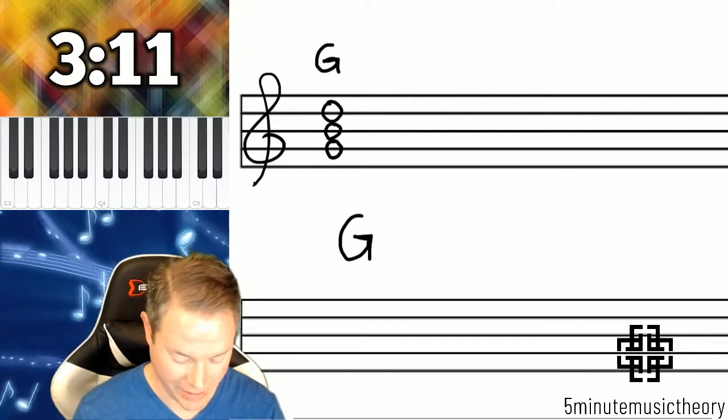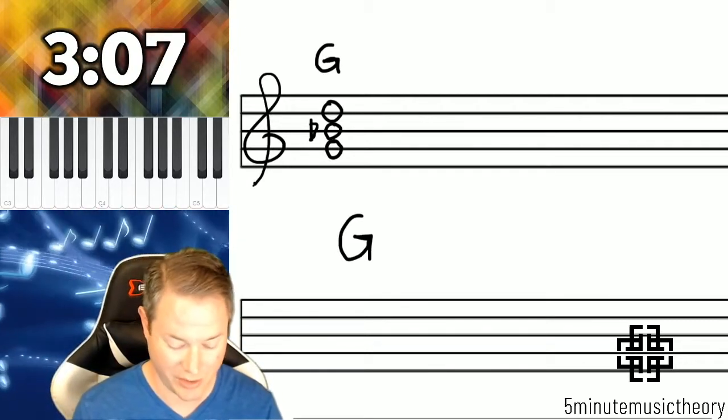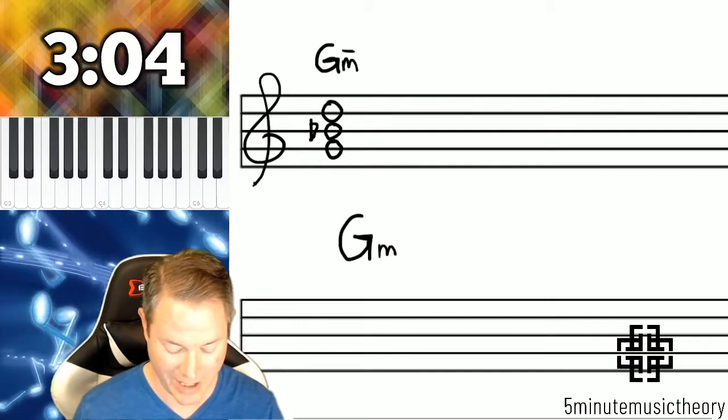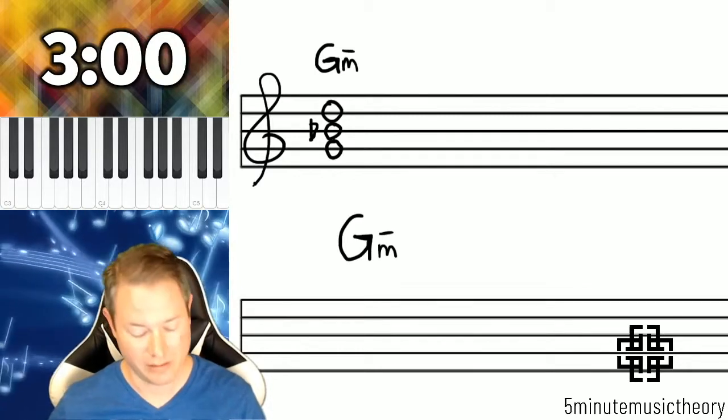Now if I change a few things, like for example, I put a B flat instead of a B, this is no longer a G major triad, this is a G minor triad. So what this is now saying is G is still the root, but it's a minor triad.